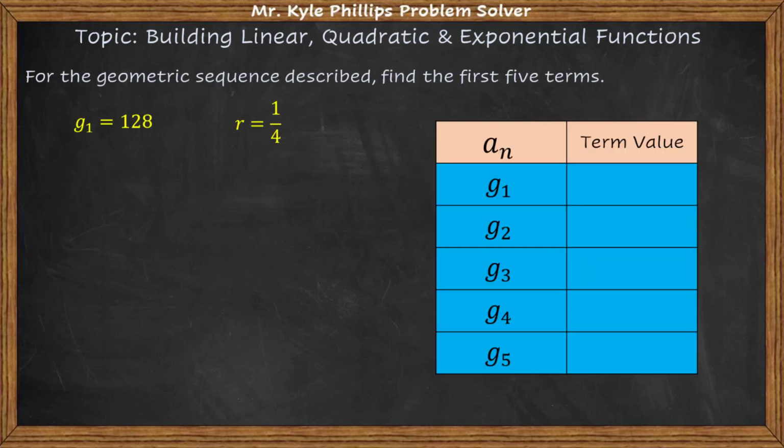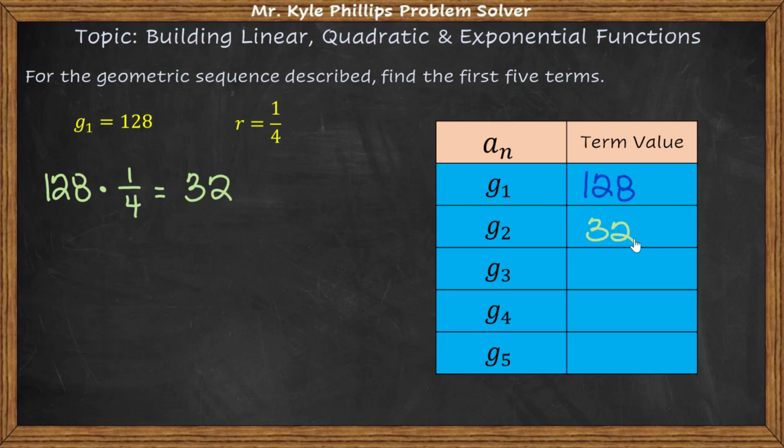All right, here in this problem, they tell us for the geometric sequence described, find the first 5 terms. So the first term is 128, that's given. So here we have 128. And they want us to find the following terms. They tell us the common ratio is 1/4. So we're going to take 128 and multiply this by 1/4. That's going to give us the second term in the sequence, and that is going to be 32.